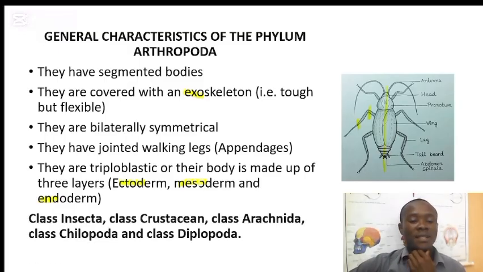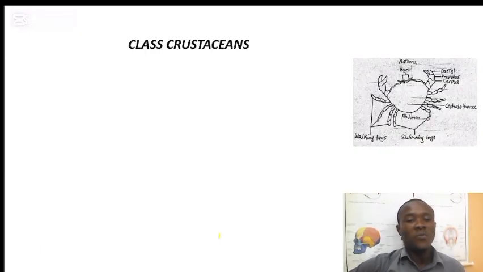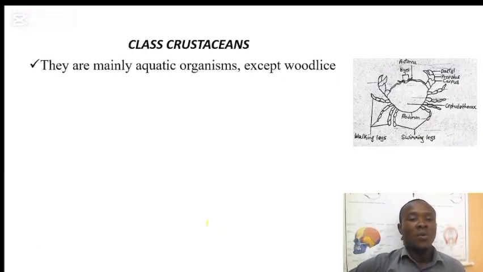We have five classes that we are going to discuss under this phylum Arthropoda. We have the class Insecta, the class Crustacea, the class Arachnida, the class Chilopoda, and the class Diplopoda. Now let's start with the class Crustacea. Crustaceans are mainly aquatic organisms except the woodlice. The word aqua means water. So aquatic animals are animals that live in water.